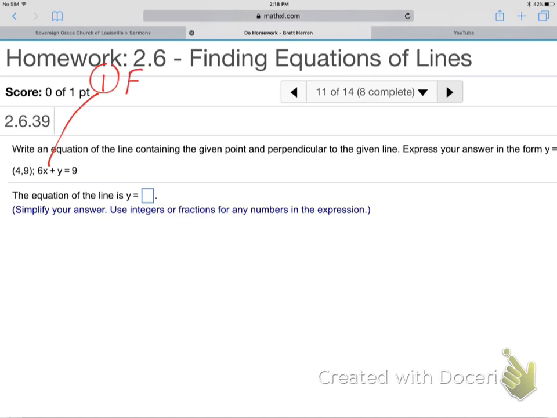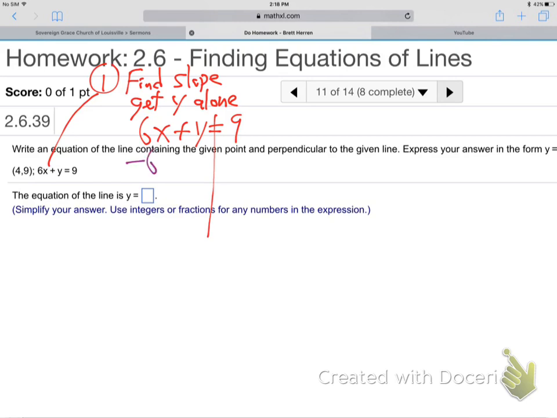So first, find the slope, get y alone. 6x plus y is 9. So get y alone. That won't be hard. So subtract 6x from both sides. And we get y equals minus 6x plus 9. So y is alone. Good so far. So there's the slope of this other line that's not my line.